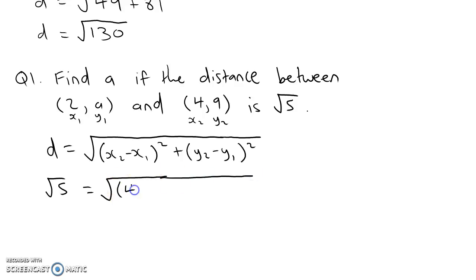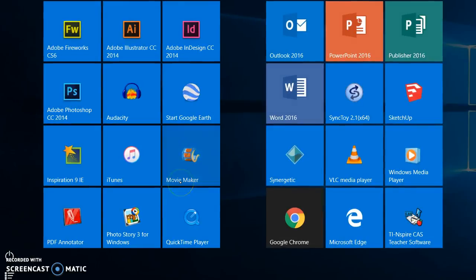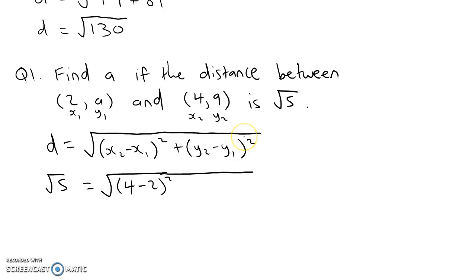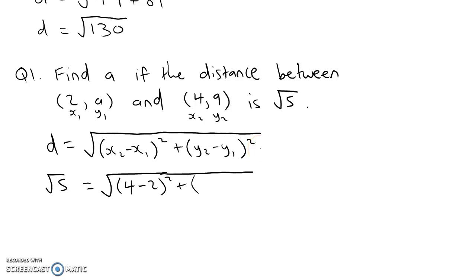x2 is 4. x1 is 2, minus 2 all squared, plus our y2 is 9 and our y1 is a. So that's what we're trying to find, the a value there. That looks a little bit like a 9 as well.